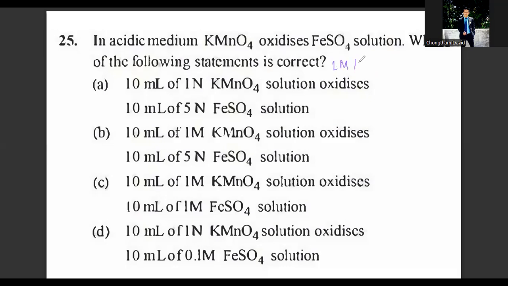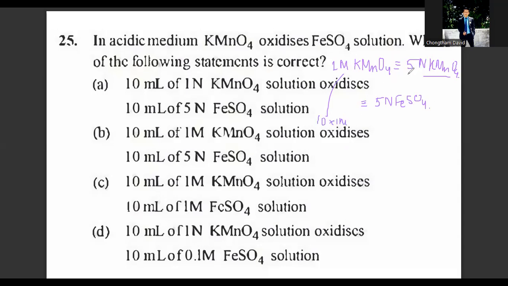1 molar KMnO4 equivalents 5 normal potassium permanganate. Because molarity and normality are related as normality equals molarity times n factor, which again equals 5 normal iron sulfate. So given to you here, from this you can conclude 10 into 1 molarity.